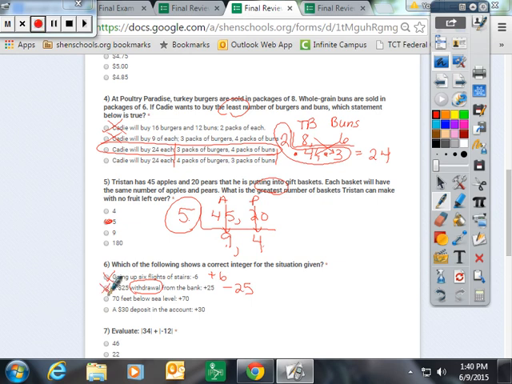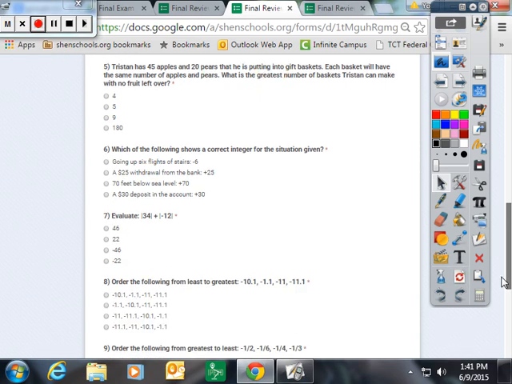This one is not correct. 70 feet below sea level. That's negative 70. And a $30 deposit. These are the 2 words. When you deposit something in your account, you're adding it. So it's going to be plus 30, okay? Okay, so those are the three that I really think I wanted to hit on in that.